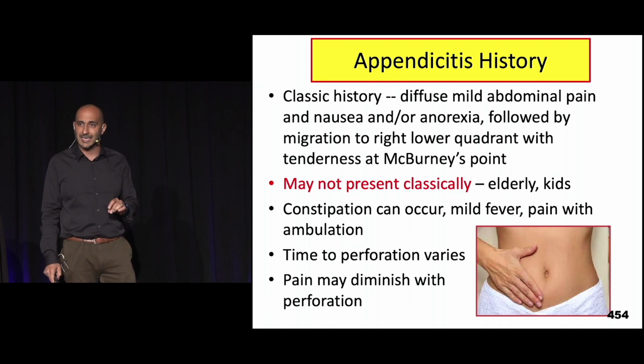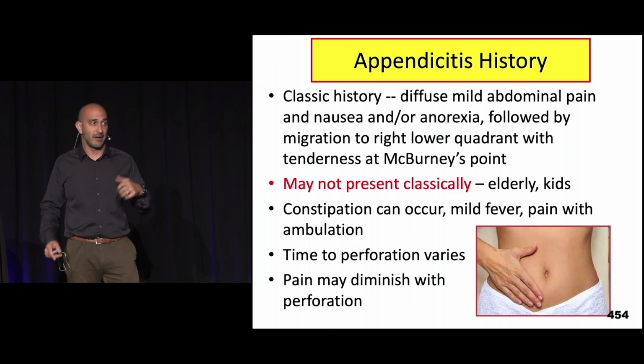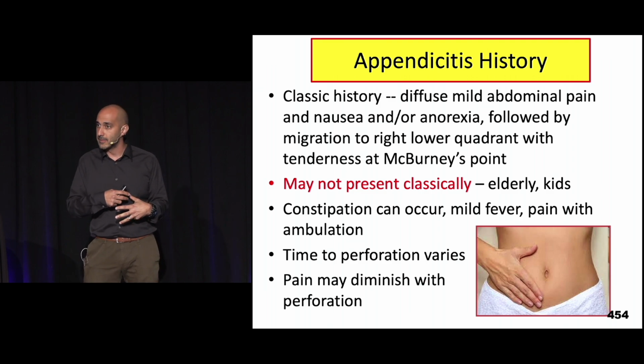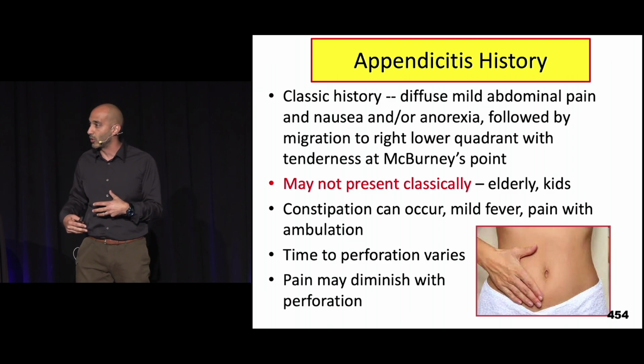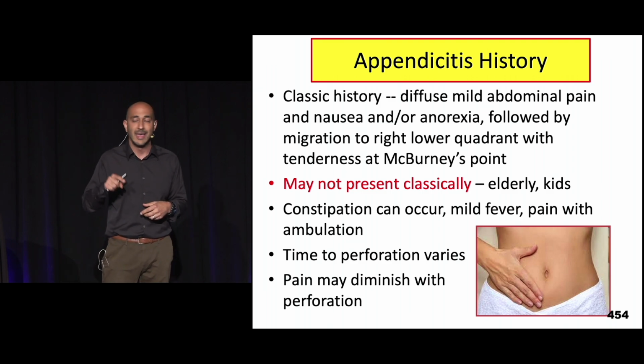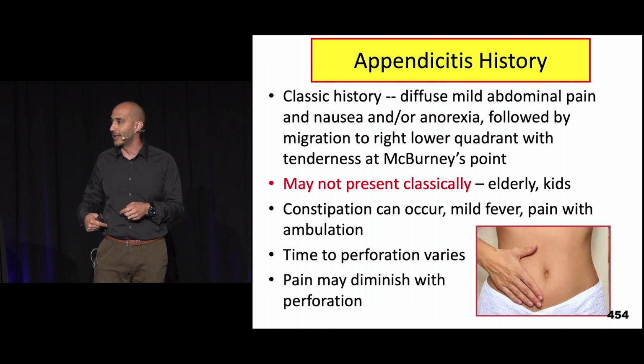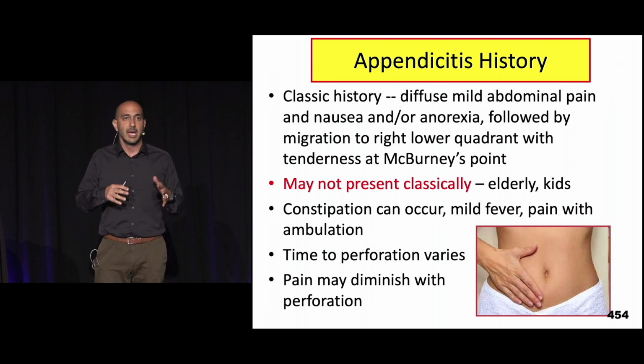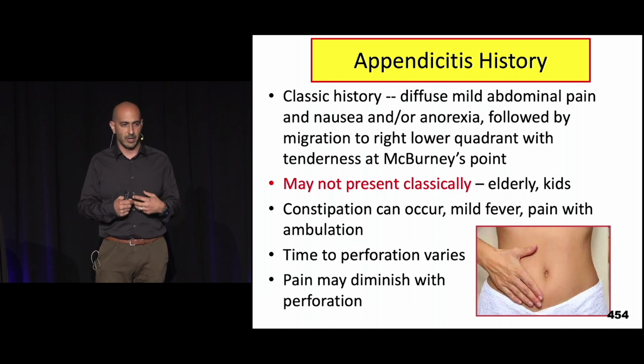So what is the classic history? It's that you have periumbilical pain that goes down to the right lower quadrant within 12 to 24 hours. If you have that history, that is the single strongest predictor that a patient actually has appendicitis. Okay? However, that history doesn't exist in most people. Less than 50% of people will give you that classic story of periumbilical, right lower quadrant, I'm also nauseous, and I haven't been able to eat anything. That is not happening in most people.